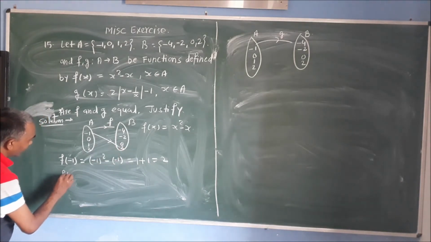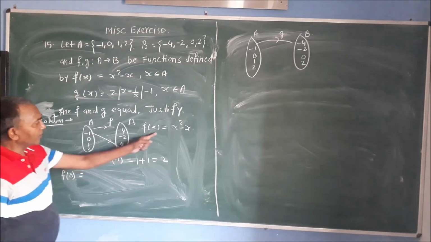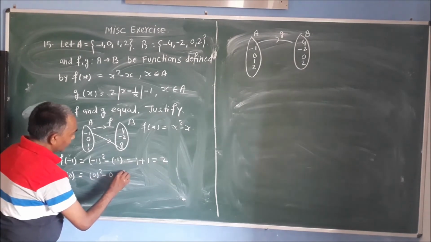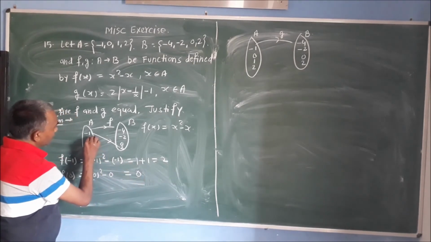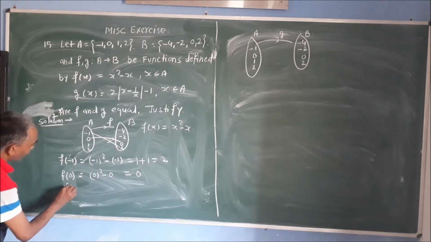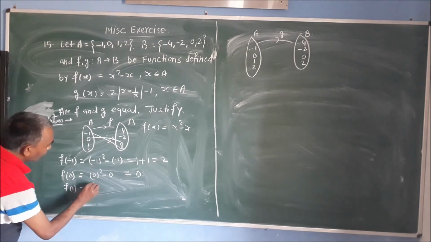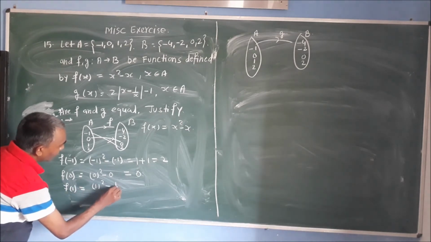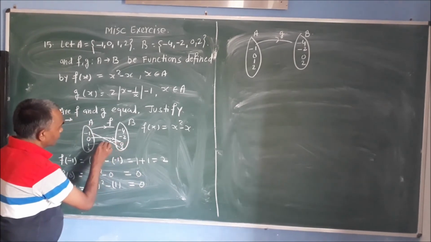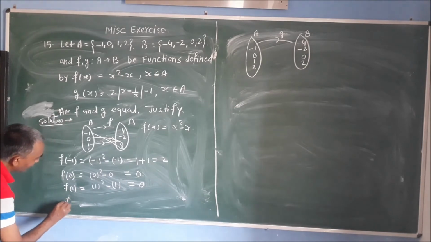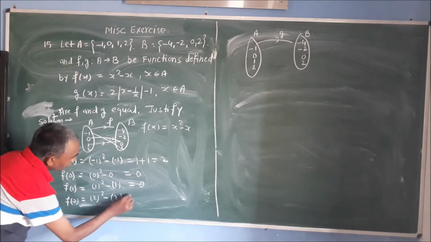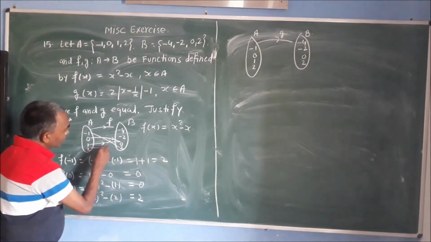After that you calculate f of 0. Using this function, this can be written as 0 whole square minus 0. So this will be equal to 0. So 0 is associated with 0. After that f of 1 will be equal to 1 whole square minus 1. So this is again 0. So 1 is again related to 0. f of 2 means this is equal to 2 whole square minus 2. So this is equal to 2. So 2 is related to 2.